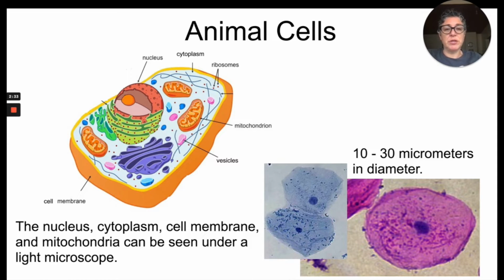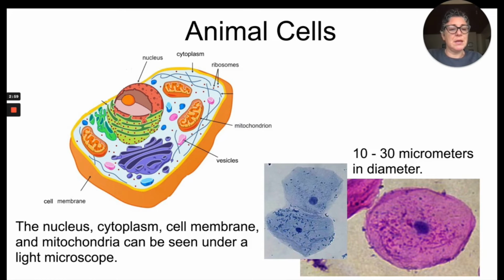Some of these structures can be seen under a compound light microscope, some of them cannot. So the things that you would need to be able to identify under a microscope are the nucleus, cytoplasm, cell membrane, and mitochondria in an animal cell. And so you can see in the microscope pictures that are posted here, the cells are dyed blue in one and then pink in the other.